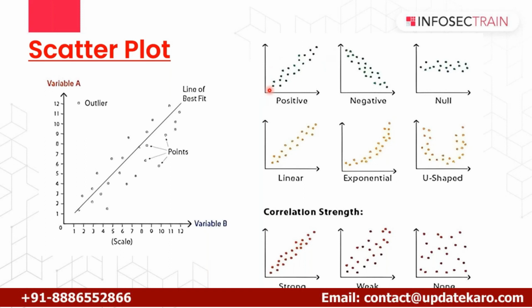Now the second thing is, if the x values are increasing but y values are decreasing, then you can say this is a negative correlation, or you can simply say the trend of the data points is in the downward direction. That's why this is nothing but the negative correlation between variable x and variable y. Understood? Now this is the third type, which is nothing but the null correlation, which means there is no correlation.